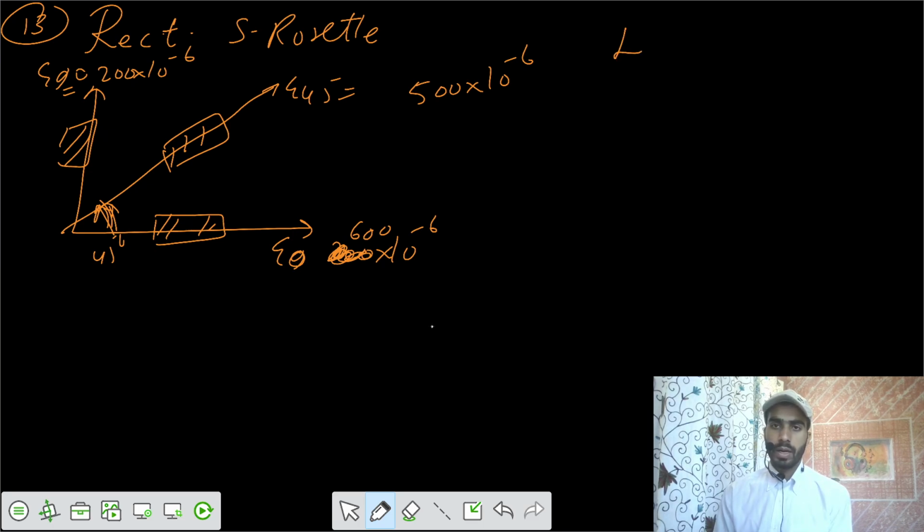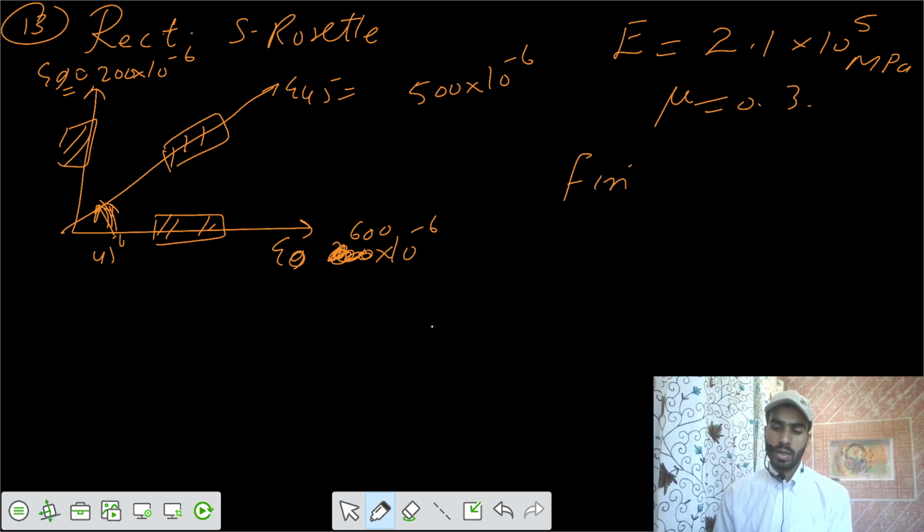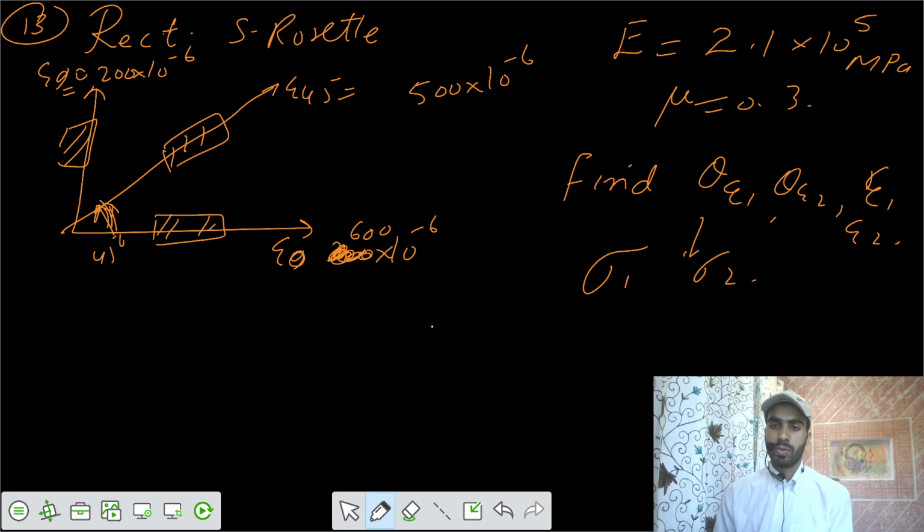We have also provided you the value of Young's modulus of elasticity, that's 2.1 into 10 to the power 5 megapascal, and Poisson ratio 0.3. You need to get the magnitude and direction of principal strains. Find theta E1, theta E2, and you need to get the value of strain 1 and strain 2. Then after that, you need to get sigma 1 and sigma 2.